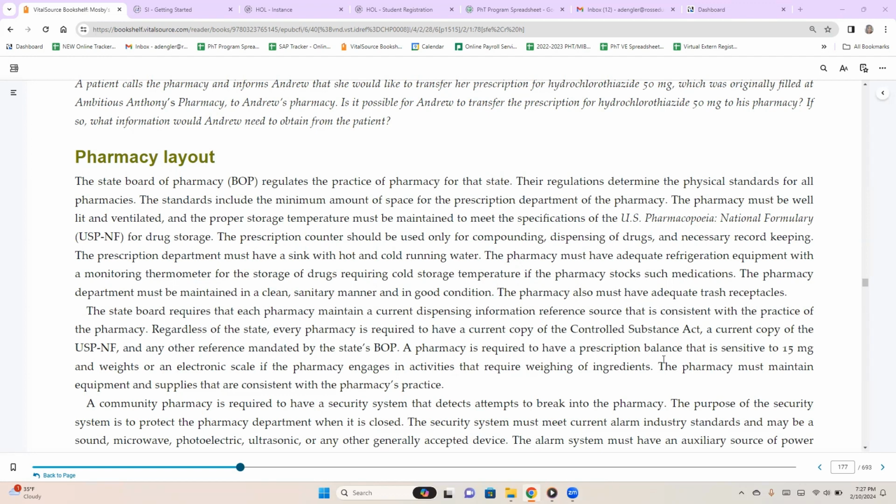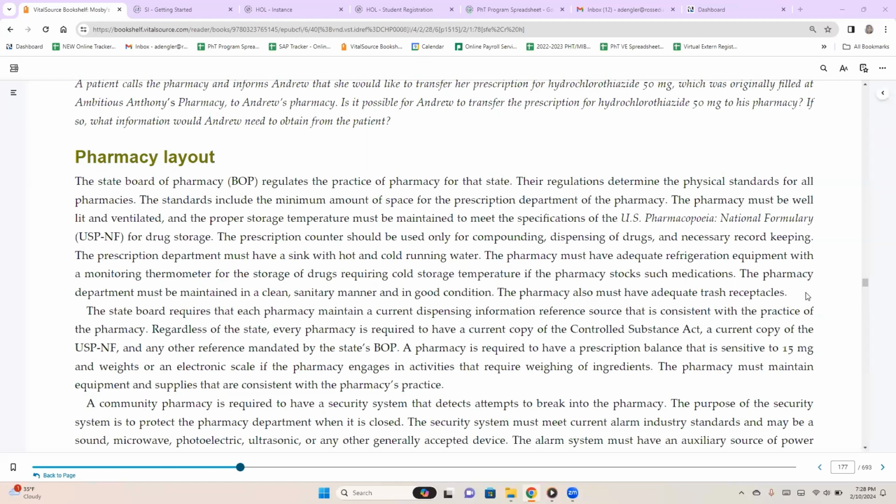The state board requires all pharmacies maintain a current dispensing information reference source that is consistent with the practice of the pharmacy. Regardless of the state, every pharmacy is required to have a current copy of the Controlled Substance Act, a current copy of the USP-NF, and any other reference mandated by the state's BOP.